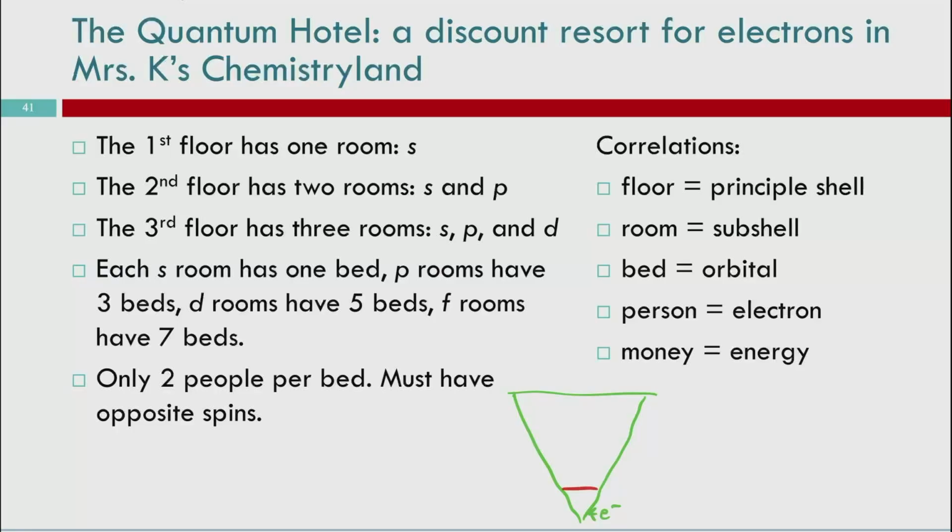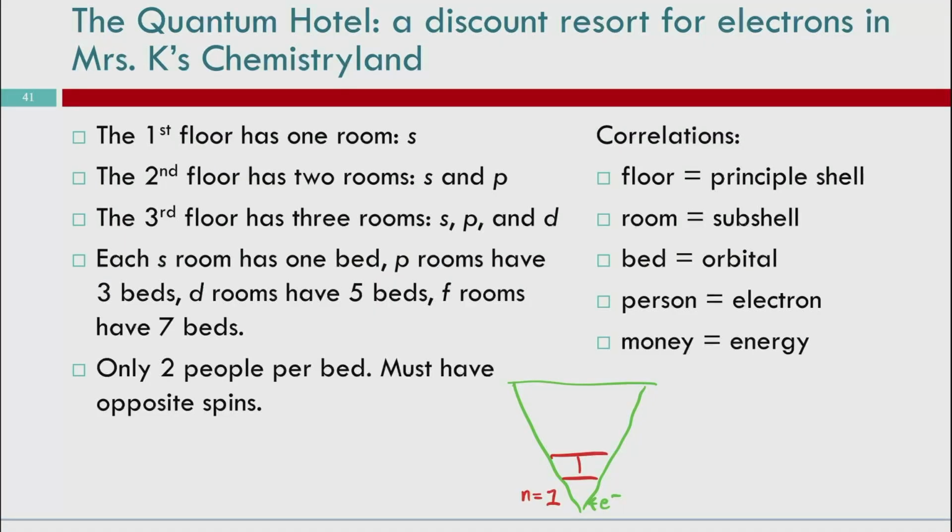And in our n equals 1, we've got one room, and we can fit in each room, depending on the letter of the room, a certain number of beds. Our beds are the orbitals. So at our n equals 1, it's our smallest floor. We just have one room. We've got our S room. Our S room only has one orbital. We can fit 2 electrons in there, or 2 people. 2 people to a bed. That's the rule. They're not big beds. Once that bottom floor fills up, our electrons are very stingy with their money. They're trying to save. They're not trying to go straight to the penthouse.